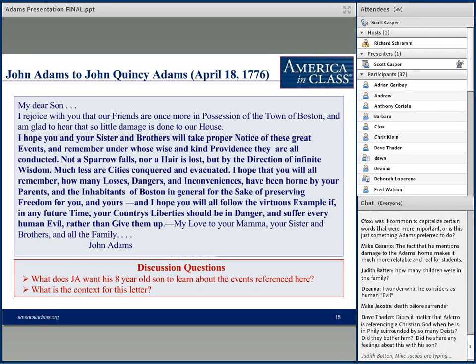Dave asks an interesting question here. Does it matter that Adams is referencing a Christian God when he is in Philly surrounded by so many deists? Did they bother him? Did he share any feelings about this with his son? Interestingly, I think in Philly, he probably was surrounded by even more Quakers than deists. And the Quakers would also have believed in a Christian God. I'm not sure that the deists bothered him, although he was not himself a deist.